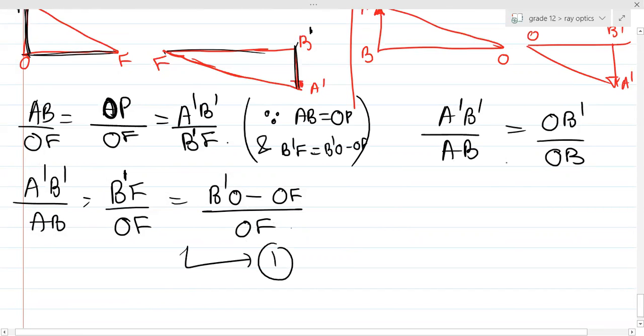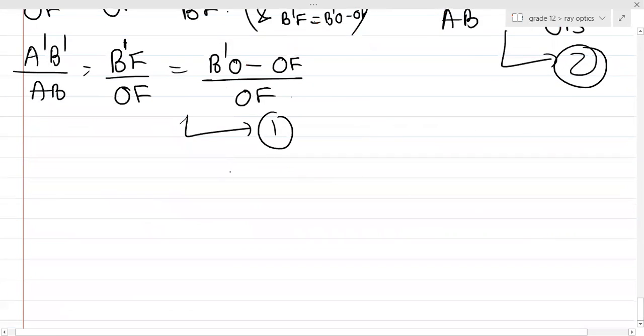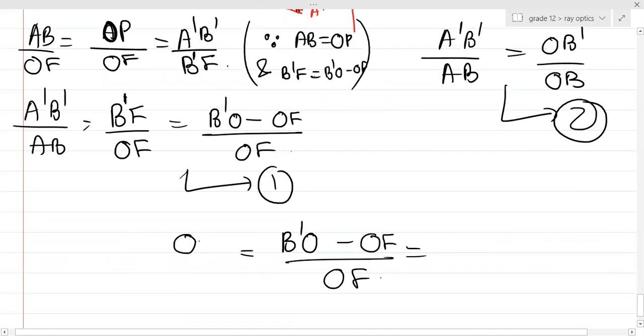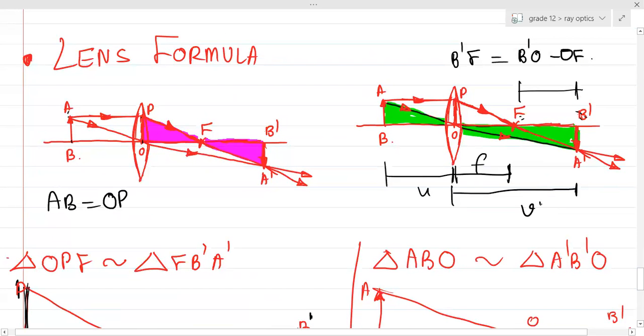This is our equation number 1 and this is our equation number 2. Can you see the left hand sides are equal? If the left hand sides are equal, the right hand side will also be equal. So this will be B dash O minus OF upon OF is equal to OB dash upon OB. So can you see all the distances now are from the center. Can you see, guys? OB dash is basically the image distance, OB is basically the object distance, and OF is basically F, focal length. But please remember, we need to put them with sign because we are deriving a formula, right?